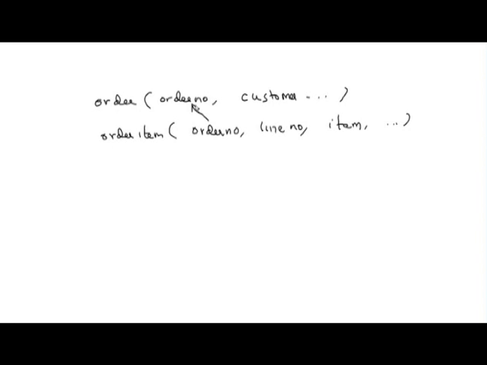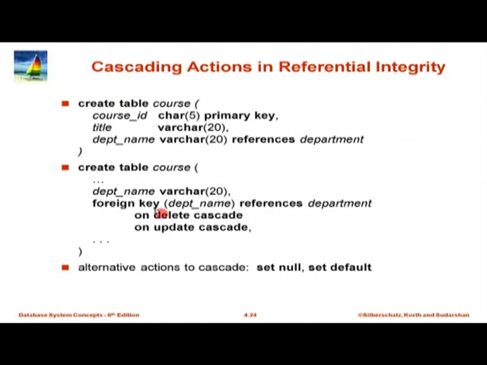But if I delete an order, and this does happen, I decide to cancel an order, I can go delete it. If I delete the order, I need to delete all the corresponding tuples from order item which reference that order. Otherwise, I have order items with no matching order. It makes no sense to retain them. So in this case, it makes a lot of sense to use this clause which we just saw. And that clause was on delete cascade. It will go delete it.